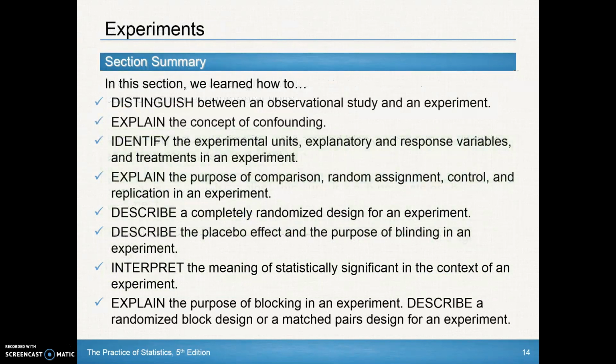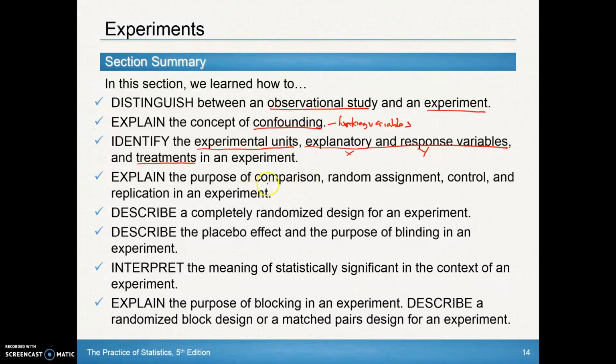Here's a summary of section 4.2. Know the difference between an observational study and an experiment. Here we don't interact. Here we do interact. Confounding: remember lurking variables, that's kind of the key there. Experimental units, or subjects if they're humans. We already know about explanatory and response variables, our X and our Y. And then different treatments. What are treatments in an experiment?